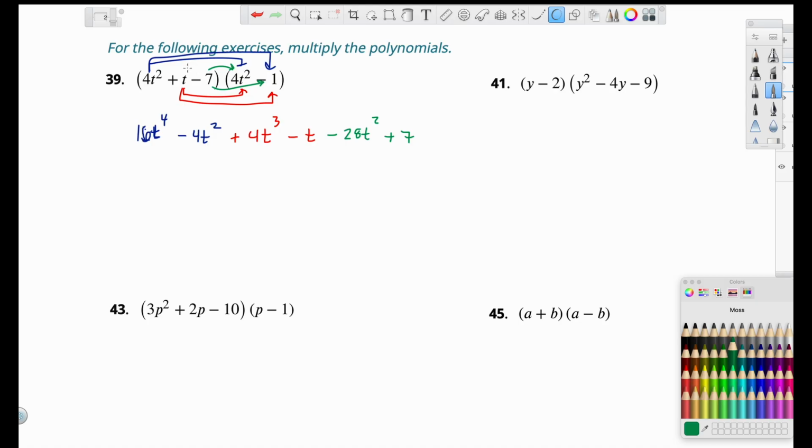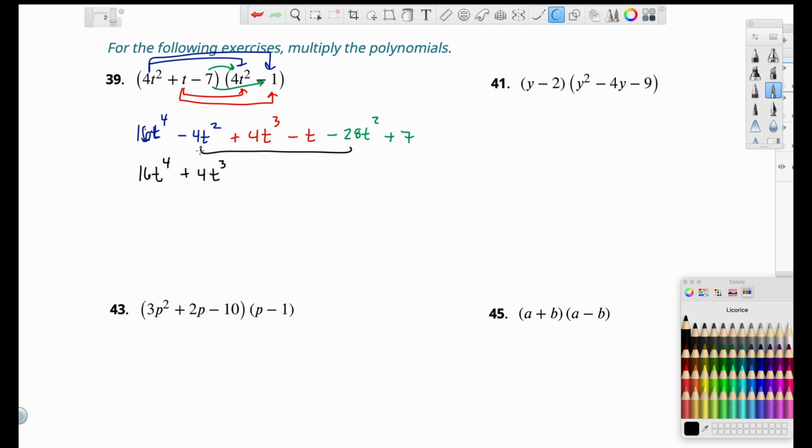Notice we had a 3 by 2. 3 times 2 is 6. We have 6 different terms here. Now let's write this in descending order. I got 16t to the 4th. Do I have any cube terms? I only have 1, plus 4t cubed. Do I have any square terms? I do. I got 2 of them right here.